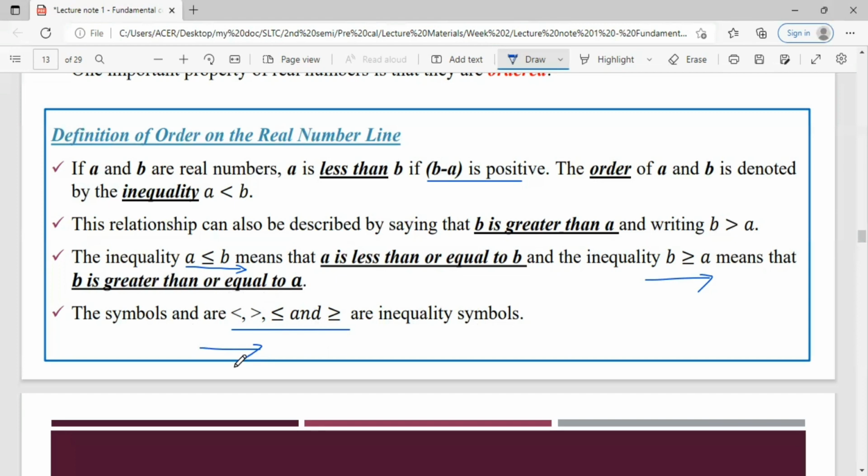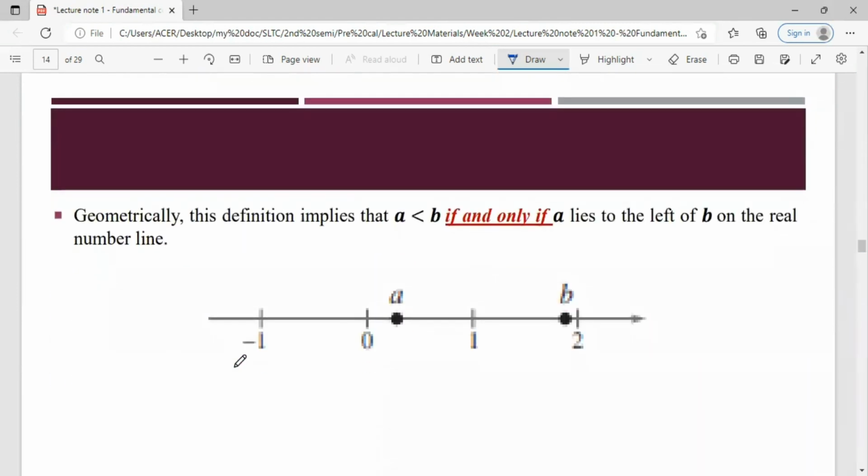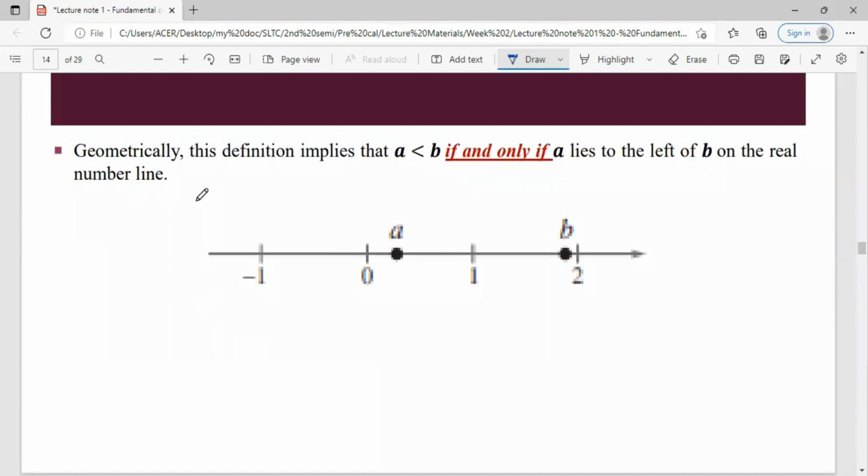Right. Let's move to the next part. Geometrically, this definition implies A is less than B if and only if A lies to the left of B on the real number line. So if A is less than B, then A lies to the left of B.